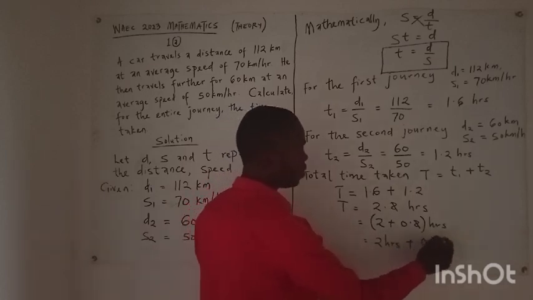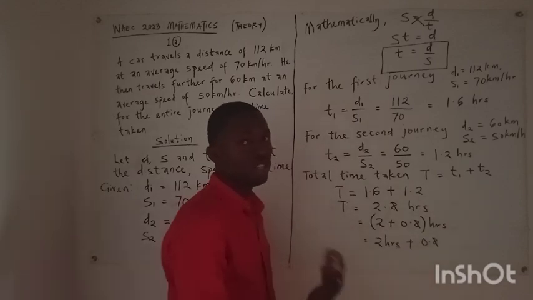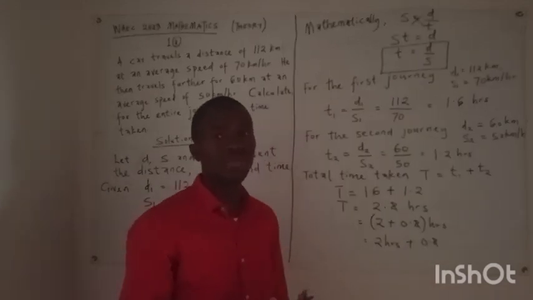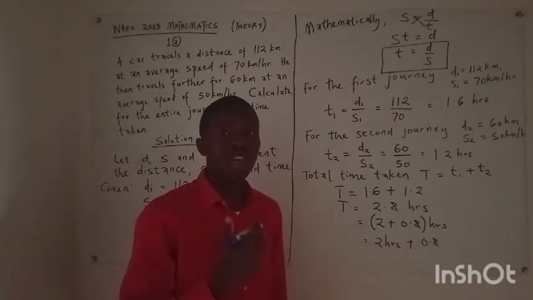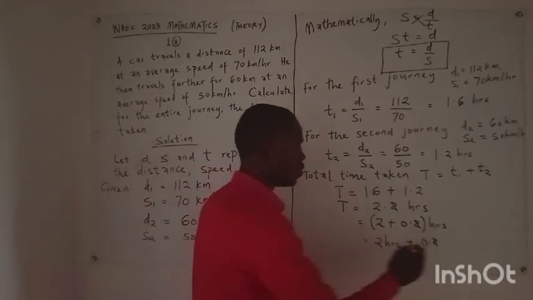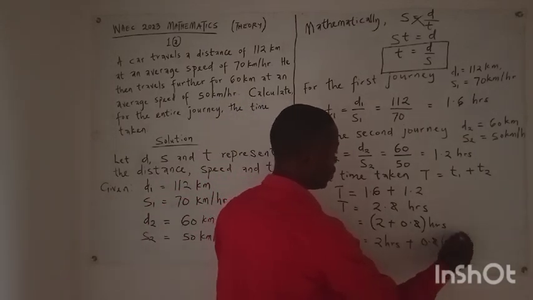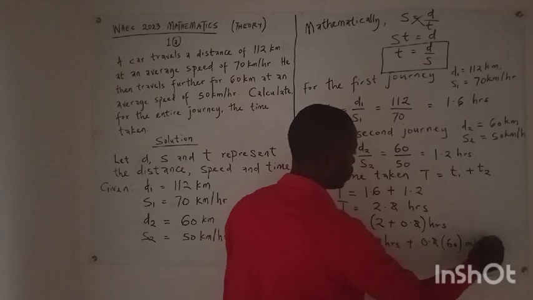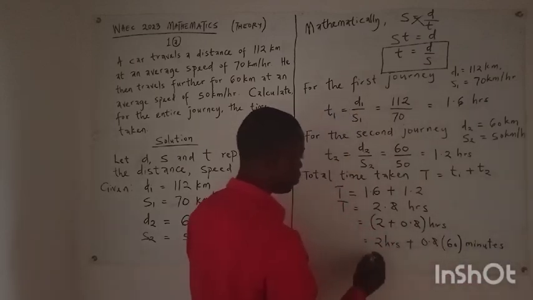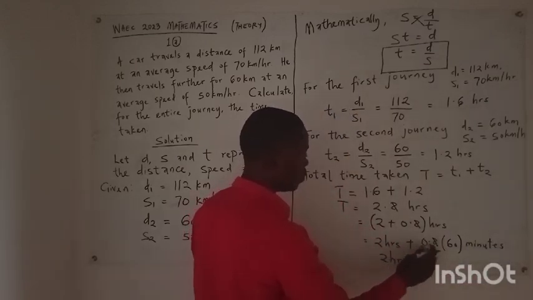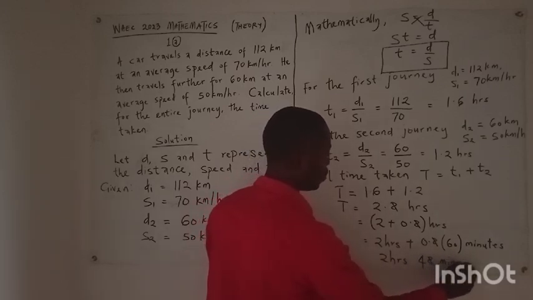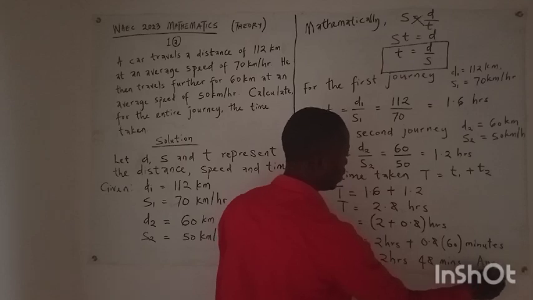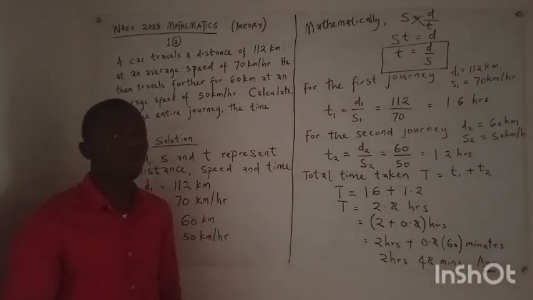Now, to convert 0.8 hours to minutes, we multiply by 60 minutes, because 60 minutes make 1 hour. So 0.8 hours will be 0.8 times 60 minutes. So this will give us 2 hours, and 0.8 times 60 will be 48 minutes. So this is the answer for the first question.